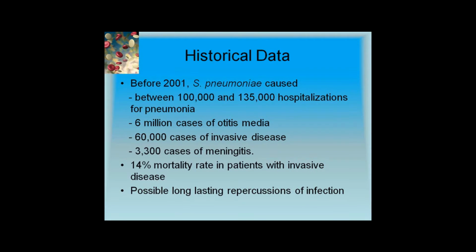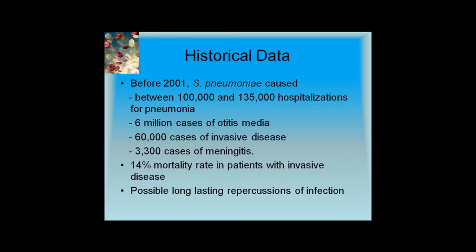So why get vaccinated against Streptococcus pneumoniae? Well, in 2001, between 100,000 and 135,000 people were hospitalized for pneumonia due to Streptococcus pneumoniae. 6 million cases of otitis media were noted, 60,000 cases of invasive disease were recorded, and over 3,000 cases of meningitis. People with invasive disease actually exhibited a 14% mortality rate, which is pretty high.